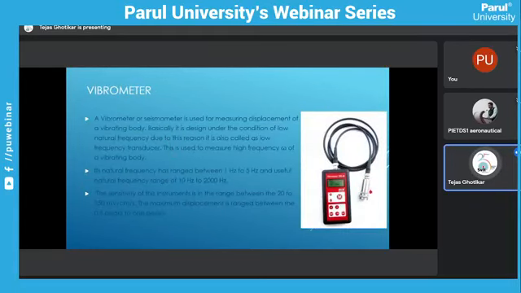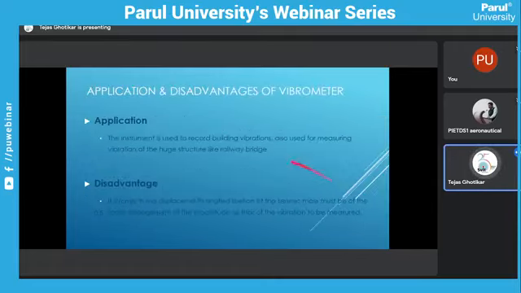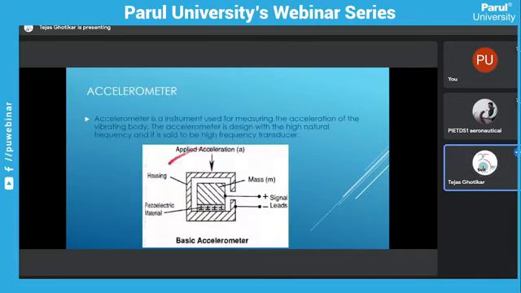Okay, and the sensors now, they are very handy sensors we have. We just need to put this sensor, this knob, on the system, and we will be able to get the displacement of the system. Okay, and most of the sensors work on the piezoelectric principle.